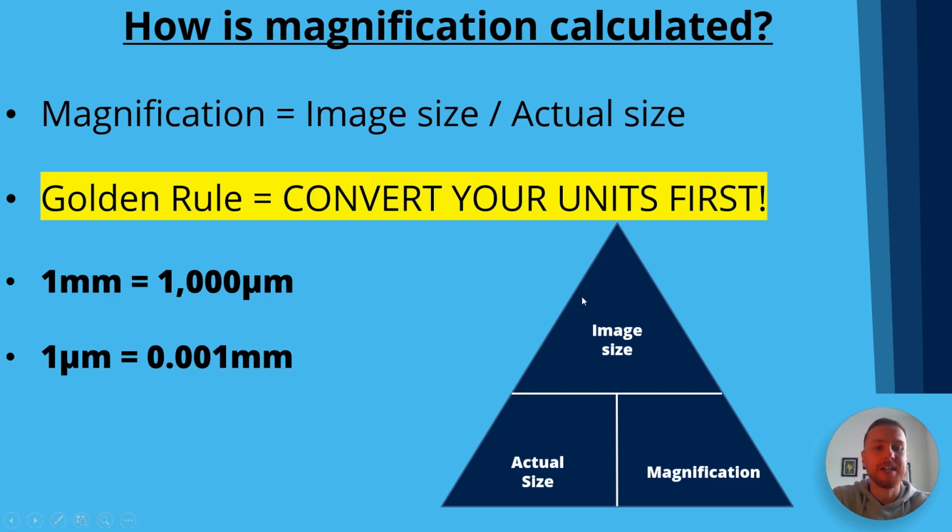So the I stands for image size, and the A and M are actual size and magnification. Now, you can remember I over AM, I am, okay? And all you simply do is cover up the part you're trying to work out. So for example, if you cover up image size, you do actual size times magnification. If you cover up actual size, you'll do image size divided by magnification. And if you cover up magnification, you'll do image size divided by actual size.